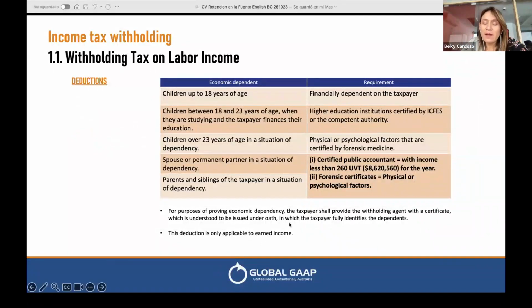And again, you have to show a document that is proof of this title. Something that I find very interesting is that if you have dependents, it could be your brother or your parents, and they have income less than 260 UVTs, which is roughly 8,620,000 pesos, then they could be part of this group of your dependents. But again, take into account that it could not be more than this 10% of your total income, okay? But you can use all of them. Maybe you only have your parents, maybe you only have your children, maybe you only have your spouse. So you have to think about it.